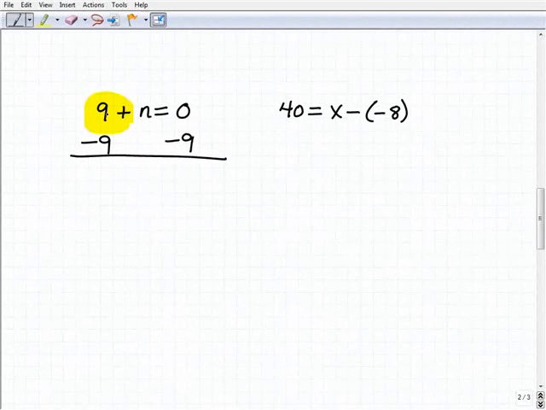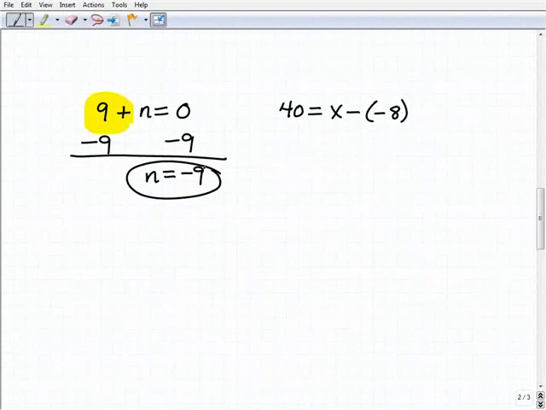Right, so now when I add down, the 9s go away on the left-hand side. 9 plus a negative 9 is 0. n plus nothing is n. And 0 plus negative 9 is negative 9. So there's our solution. All right, so how about our next problem here?